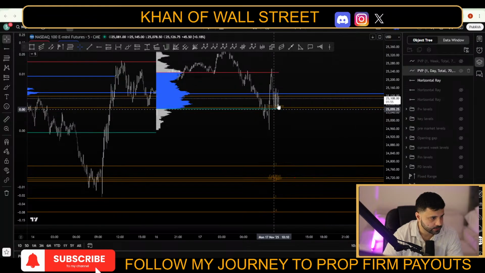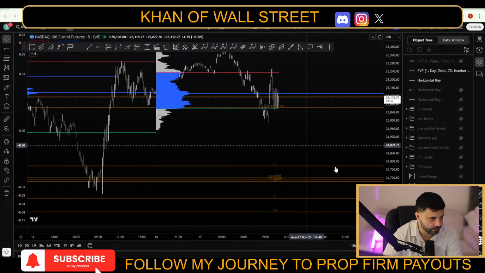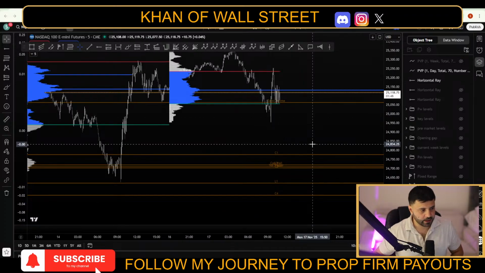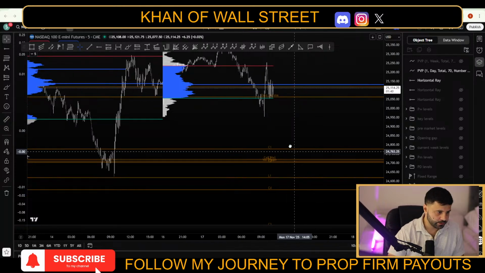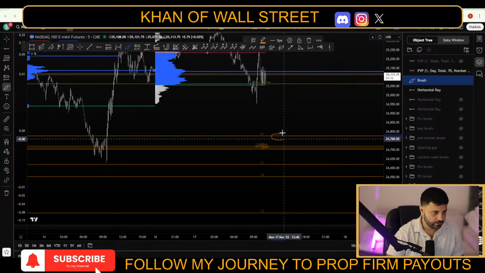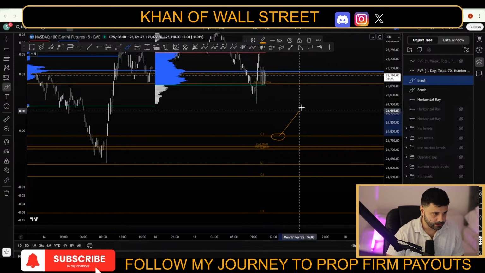So zero gamma is a big level, because under there it becomes negative gamma. It means market makers are short options in their portfolio. So if you're short puts, that means you're bullish. That's a bullish position, right?